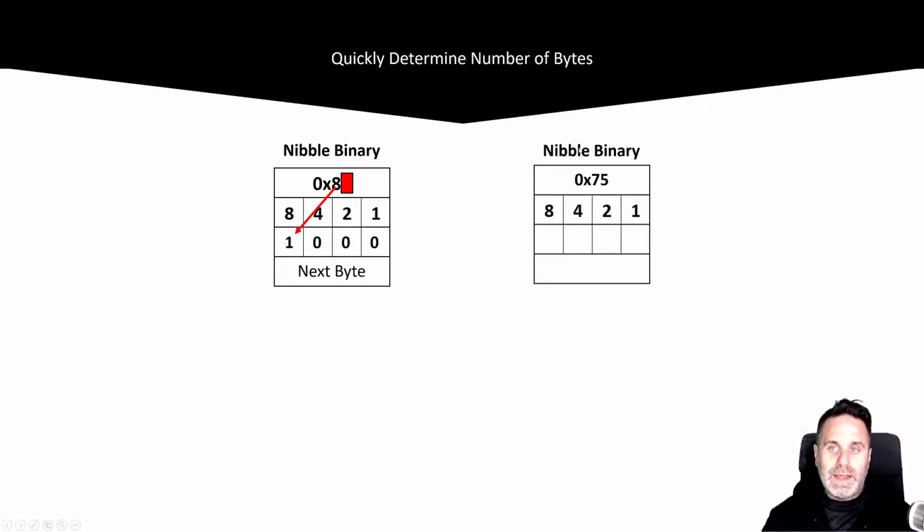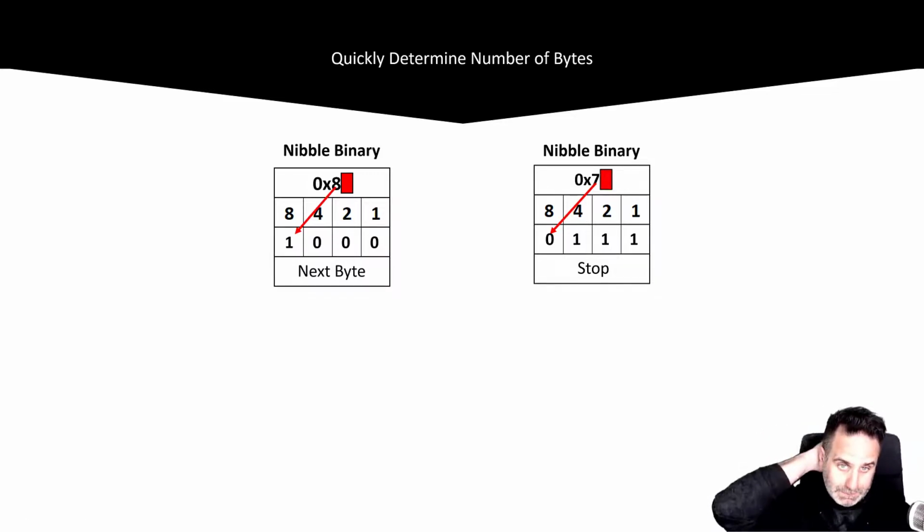Now, if you had something like hexadecimal 075, anything 7 and below will always have a 0 in the 8-bit location. And that's because if we had 1 here, 8 times 1 is 8, and that would already make it larger than 7. So it's always going to be a 0 here, which means we will stop. So if it's 7, 6, 5, 4, 3, 2, or 1, you know that you're at the end.